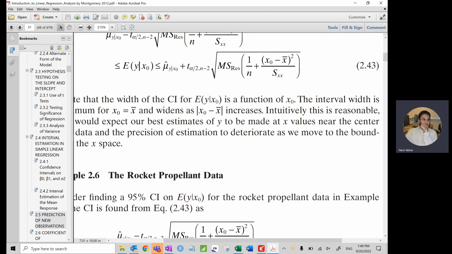Yeah, that's what I was talking about. At the start of the study, the experimenter is the one who's going to decide about the levels of x's. At which levels should I perform the experiment?